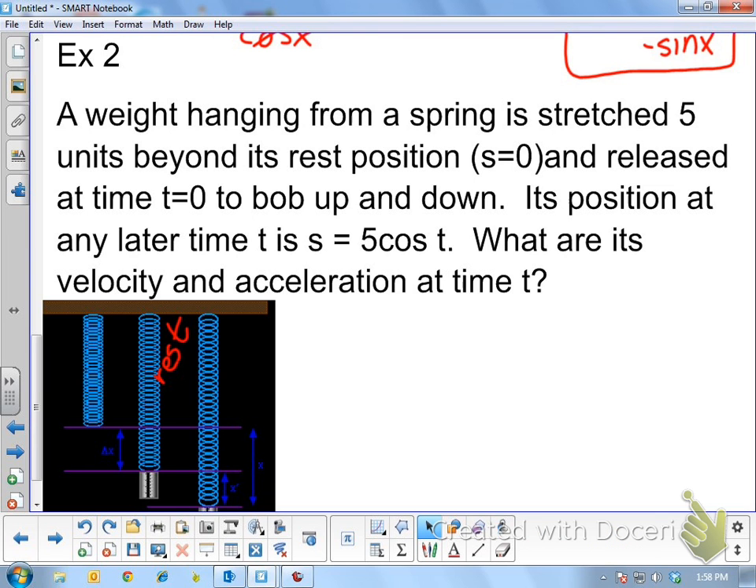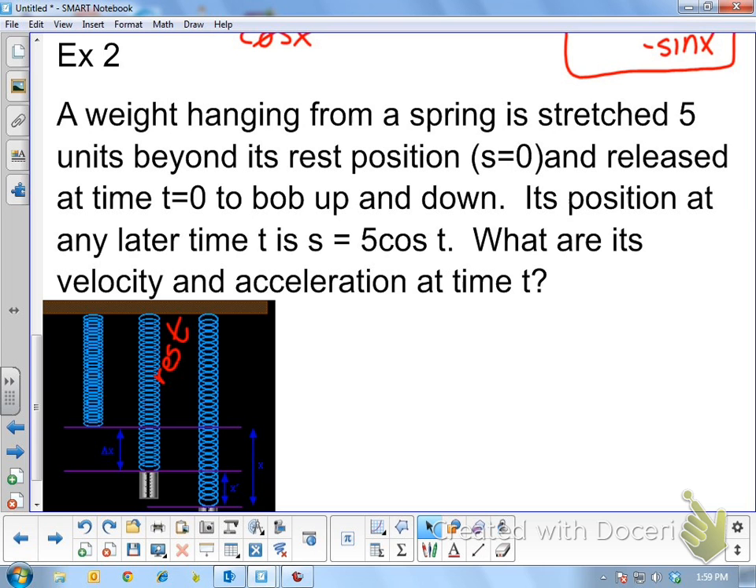Now we stretch it further. We take this from rest and stretch it down 5 more units, and we let go of the spring. What's going to happen when we do that? It's going to oscillate. It's going to go up and down. So rest position is where it was just at when we had the weight on. We're going to pull it down a little bit and let go.